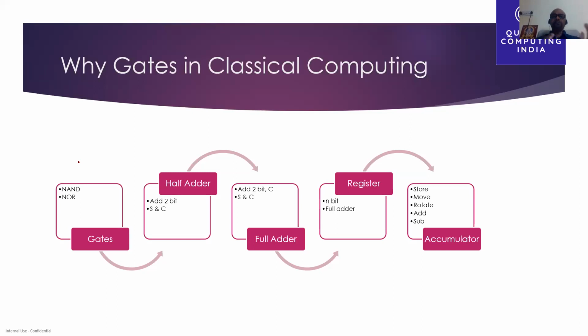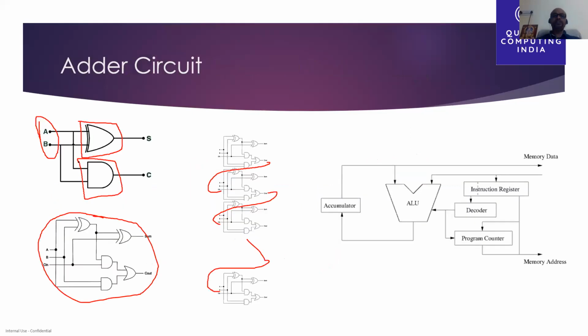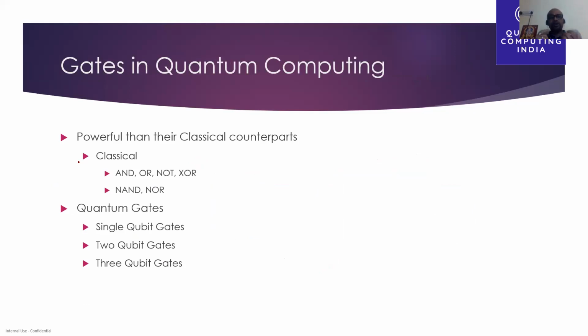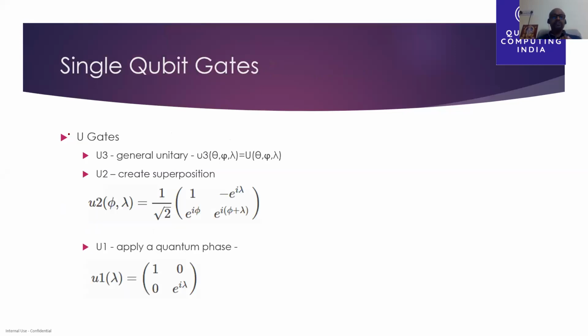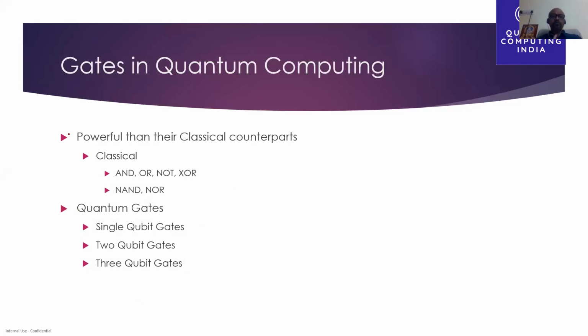Now compare this with quantum computing. When it comes to quantum computing, quantum computers will have more powerful gates than AND, NOT, XOR, NAND or NOR. The reason is that, as I explained in the previous session, quantum computing operates on Hilbert space using complex numbers. Because of that, there are different types of gates. I'm trying to list out those gates. There are single qubit gates, 2 qubit gates, and 3 qubit gates.